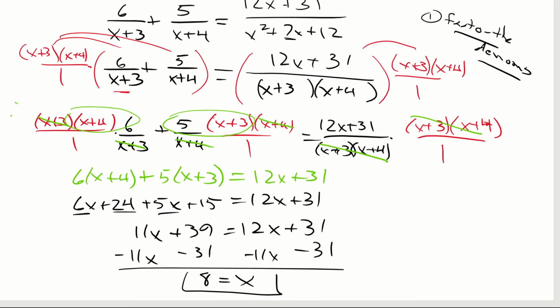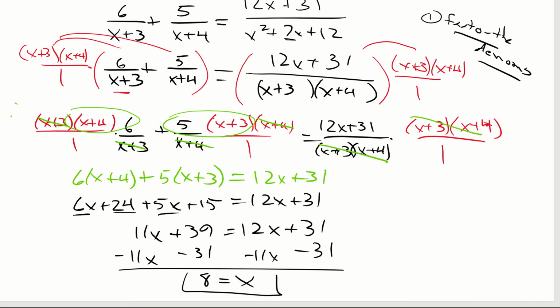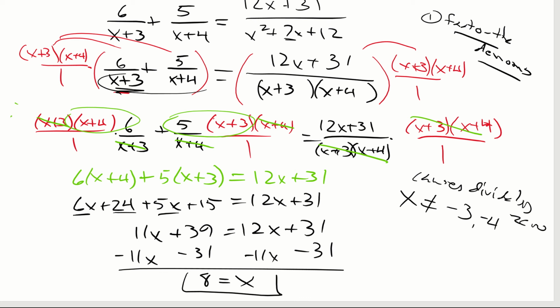Now, before I say everybody's happy, look at the numbers that you could not have. See the x plus 3? x better not be negative 3, or it causes divide by 0. And the other one is negative 4. That's this guy. So as long as we don't get these values, we're in great shape.